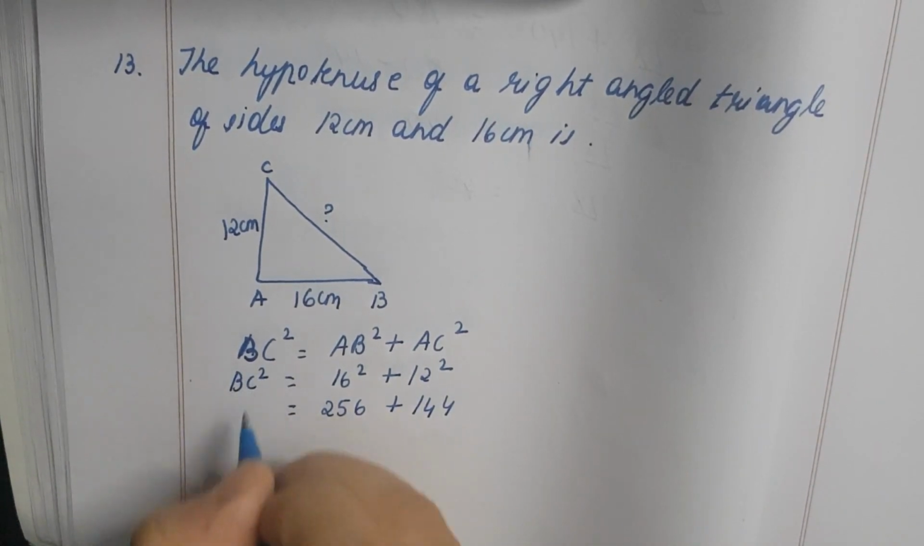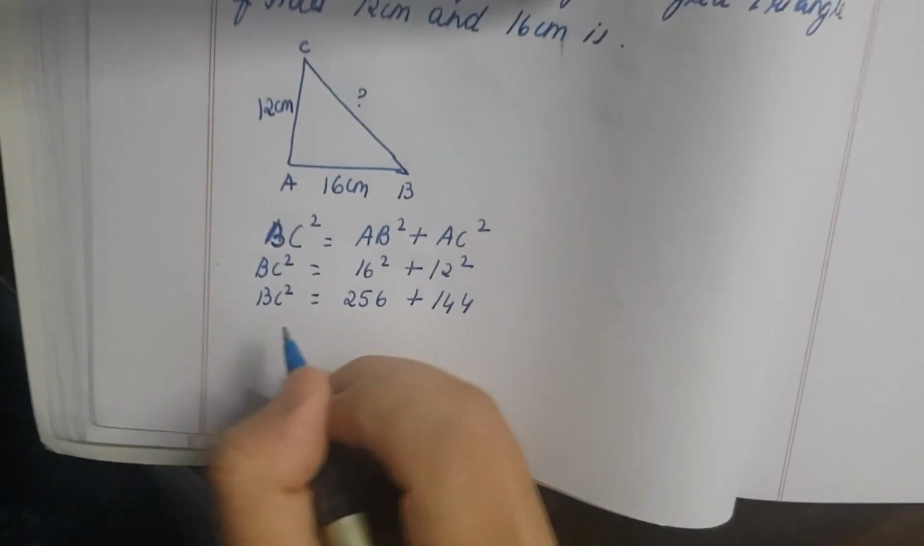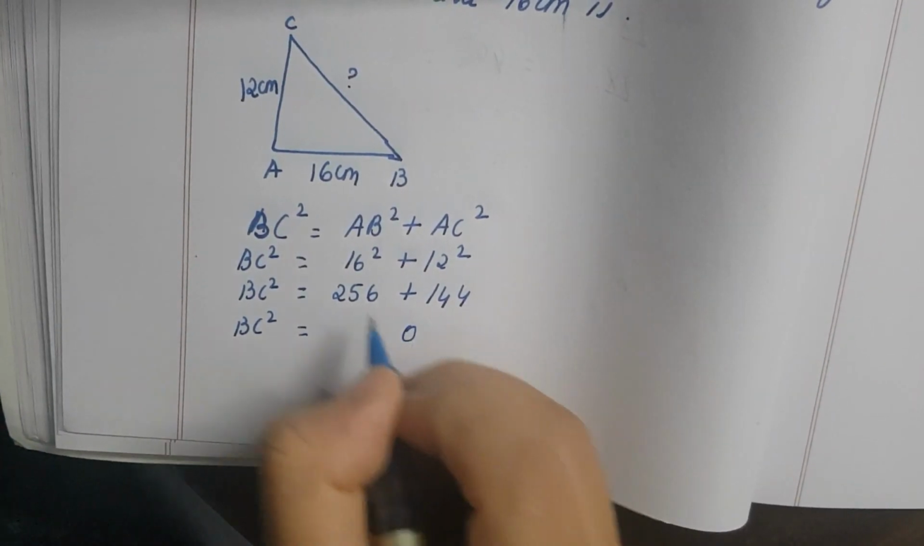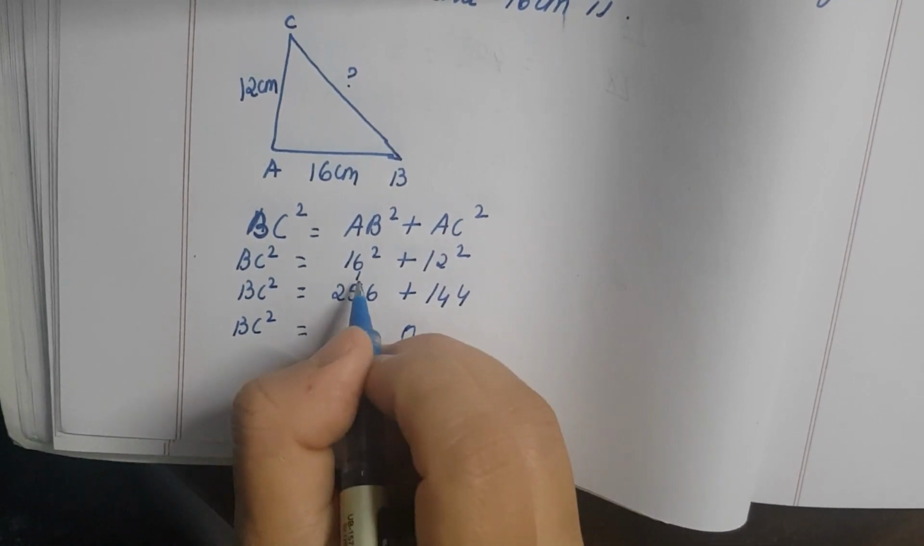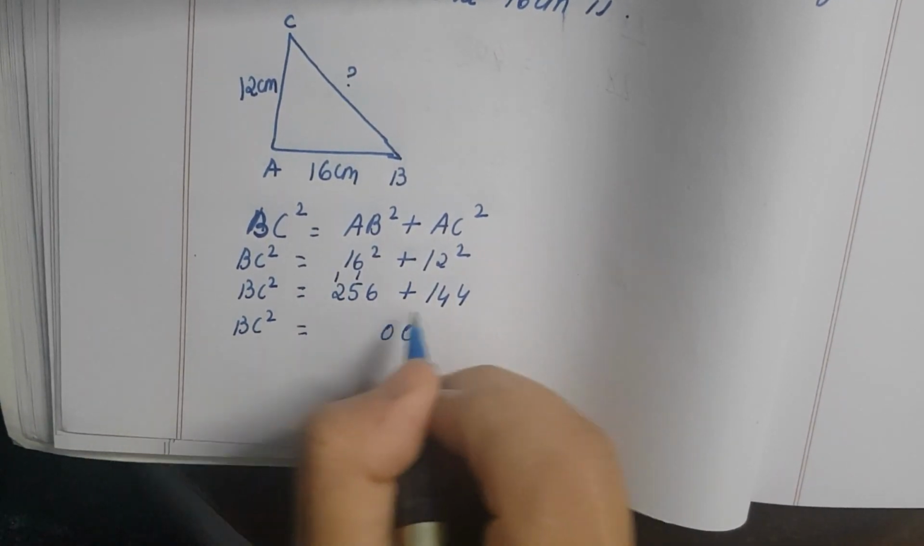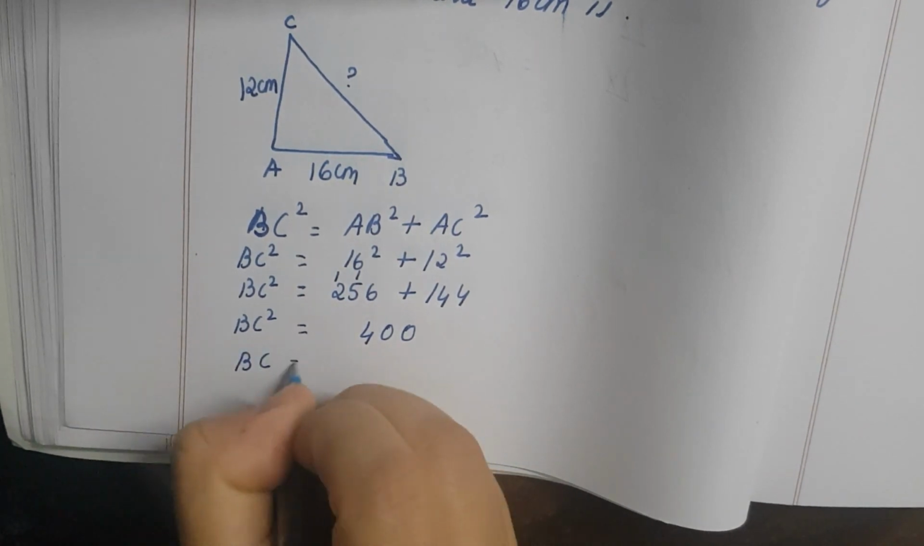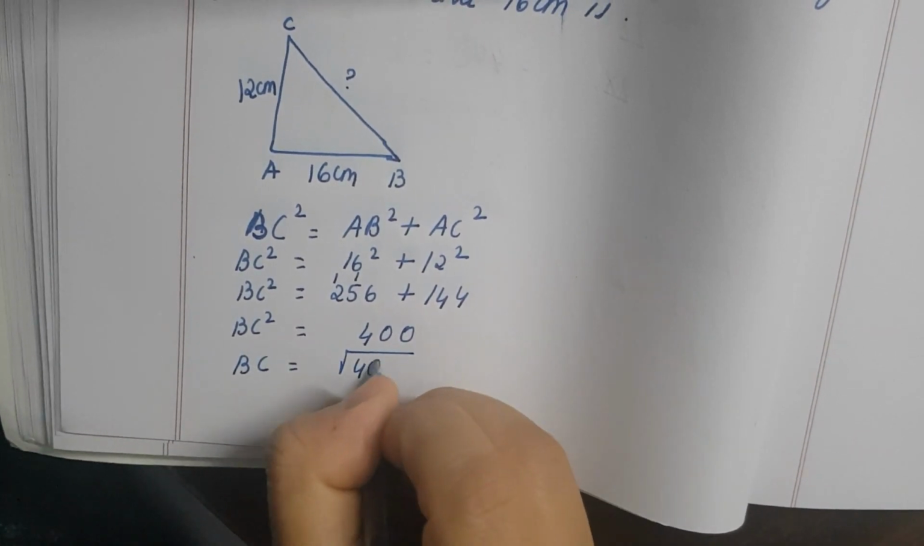So BC square is what we have to find. Now if we add these two, we get 4 plus 6 is 10, 5 plus 4 is 9, 9 plus 1 is 10, 2 plus 1 is 3, 3 plus 1 is 4. So BC is equal to root 400.